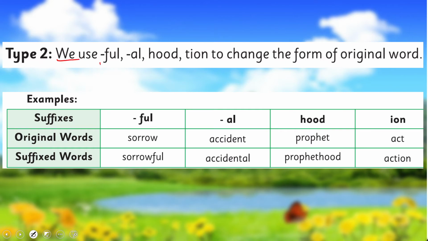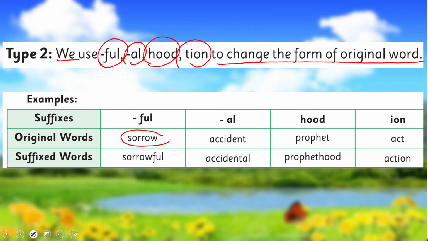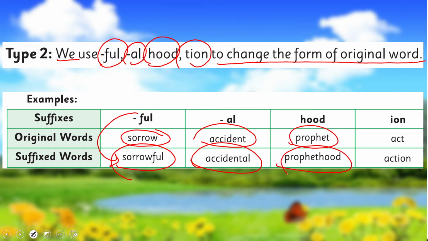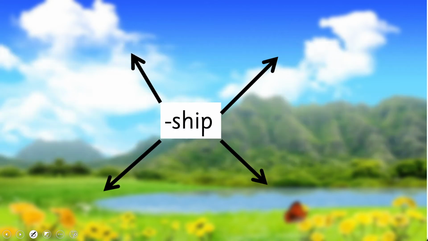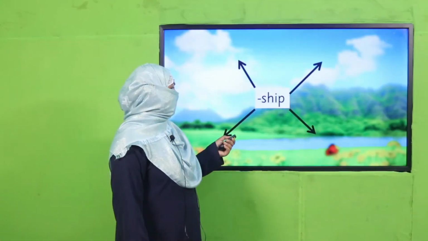The type 2 is we use full or al or hood or tion to change the form of original words. For example, sorrow, we add full to it and it becomes sorrowful. Accident, accidental. Prophet, prophethood. Act and action. Do you understand? All right. So we are going to practice more words.